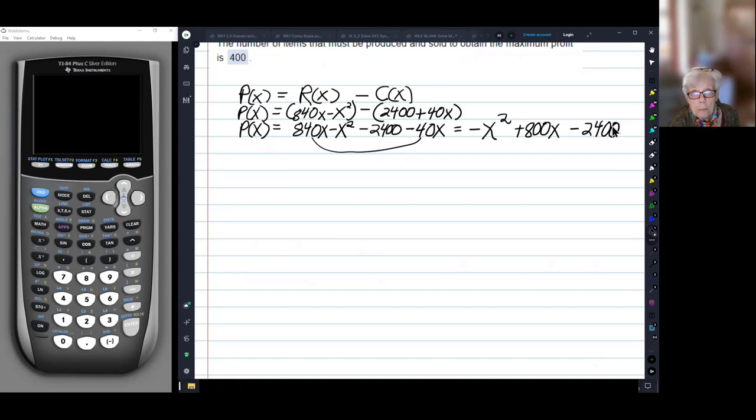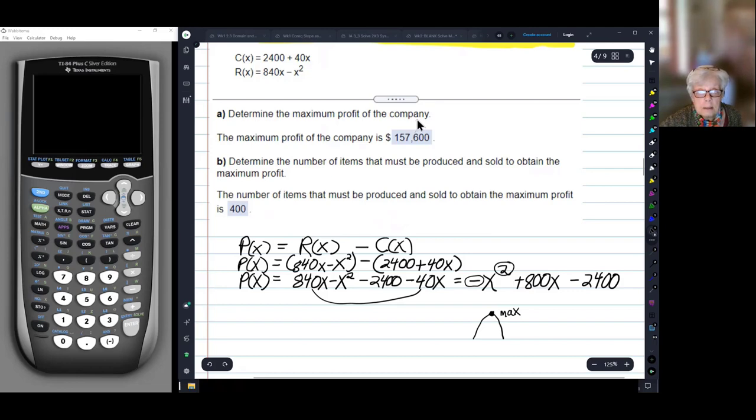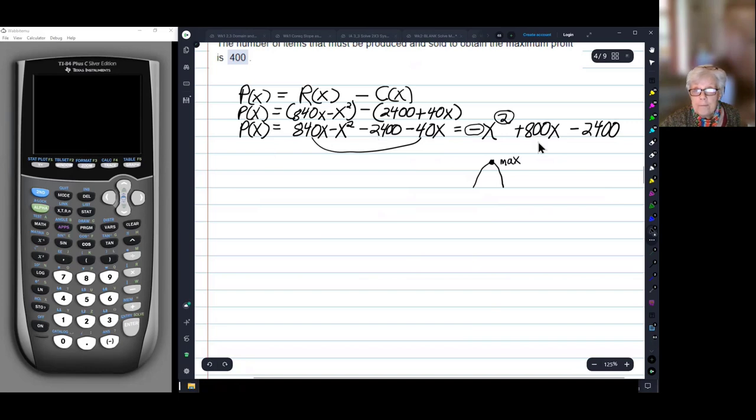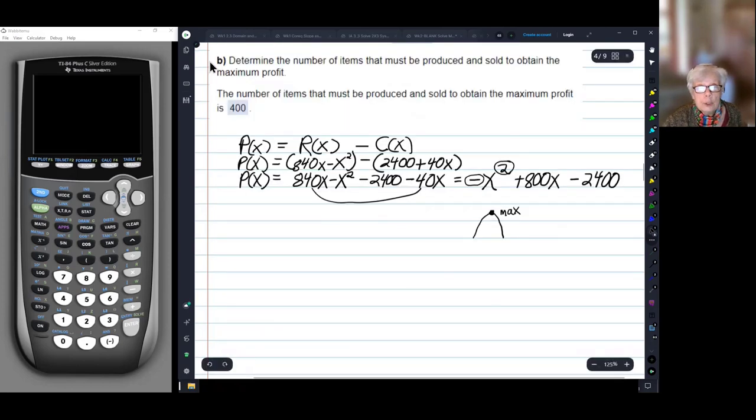And that is the formula for our profit. Notice it's a quadratic, and the leading term is negative, which means we have a cupped down parabola, which means the vertex is a maximum. So since we're trying to determine the maximum profit, we can use the vertex formula for P of X in order to find the maximum profit and determine the number of items that must be produced and sold to obtain the maximum profit. That is, it's the X's that are going to make the profit be maximized.